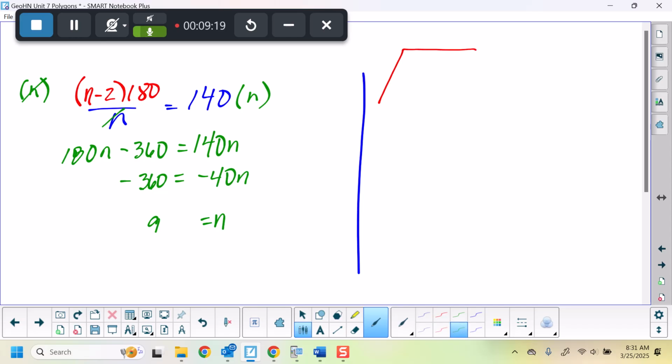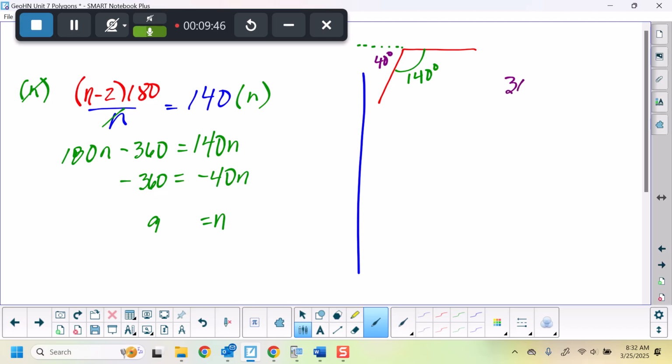Because what Joey says is if this angle of some shape is 140, doesn't that mean that the exterior angle is going to be 40 degrees? You okay with that conversation? So if the exterior angle is 40, and I know that the sum of the exterior angles is always what?